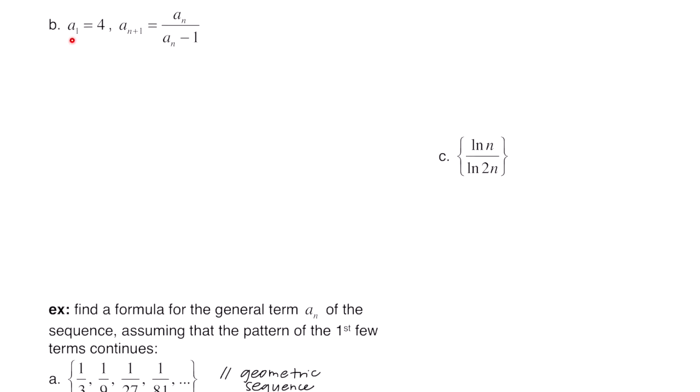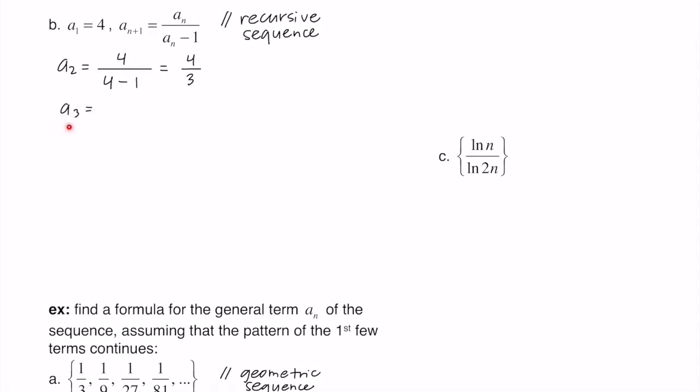For part B, we have a sub 1 equals 4. A sub n plus 1 is equal to a sub n divided by a sub n minus 1. So this is going to be a recursive sequence because to find this term, you're using the term before it divided by, again, the term before it minus 1. So we're already given a sub 1 is 4. According to this formula, to find a sub 2, we're going to take a sub 1 here, and then subtract 1. So again, to find a sub 2, we're plugging in a sub 1 here, and then we subtract 1 in the denominator. So we end up getting 4/3.